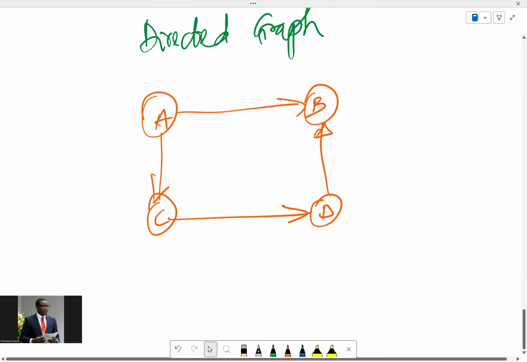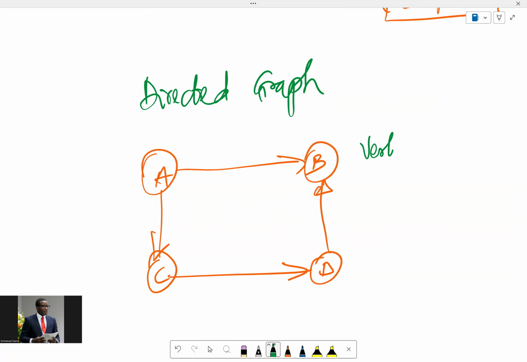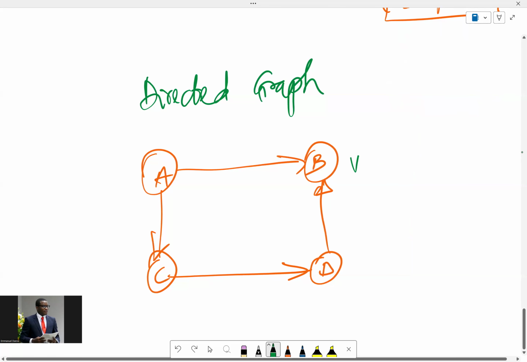So here we have to talk about in degree and out degree. Let me use green. So we have the vertex, we have the in degree, and we have the out degree.